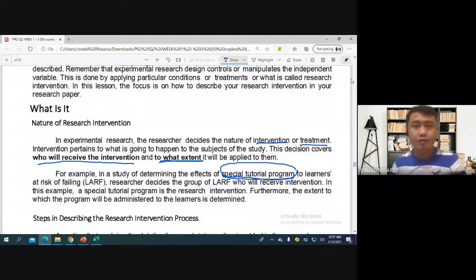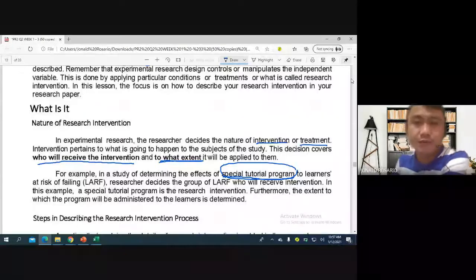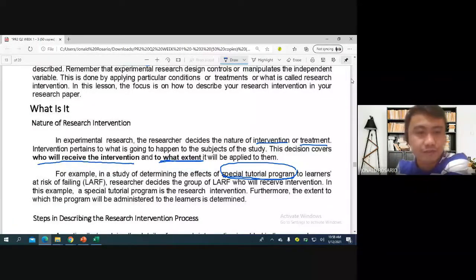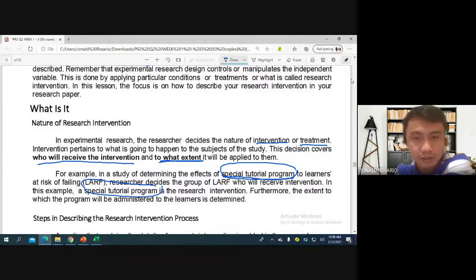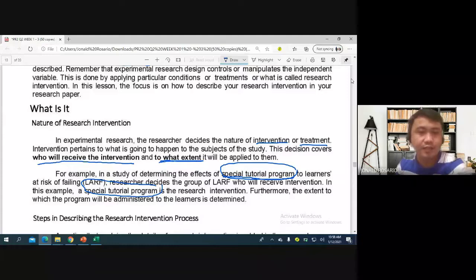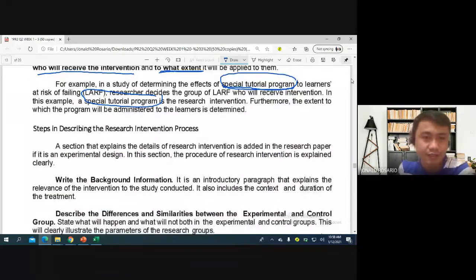Researcher decides the group of LARF who will receive the intervention. So, identify dapat ng researcher kung sino yung makaka-receive ng intervention. In this example, special tutorial program is the research intervention. Furthermore, the extent to which the program will be administered to the learners is determined. So, meron tayong mga steps in describing the research intervention process.